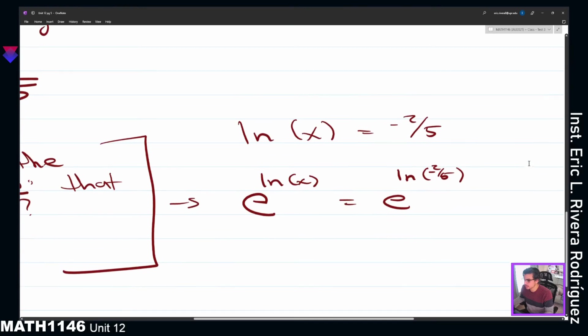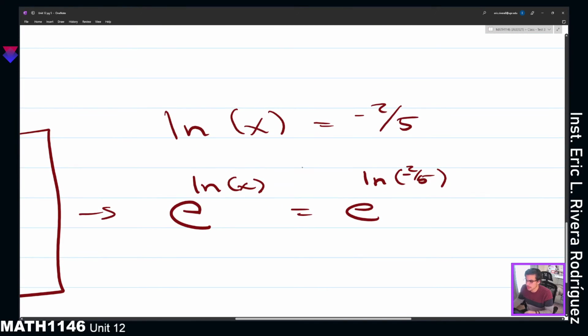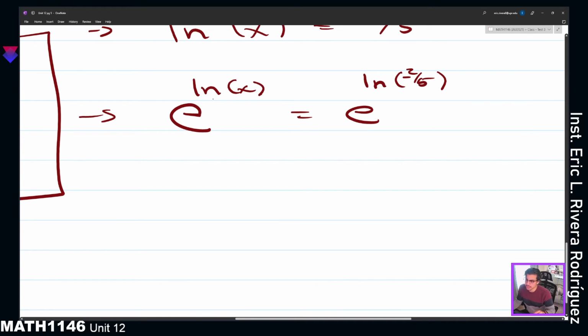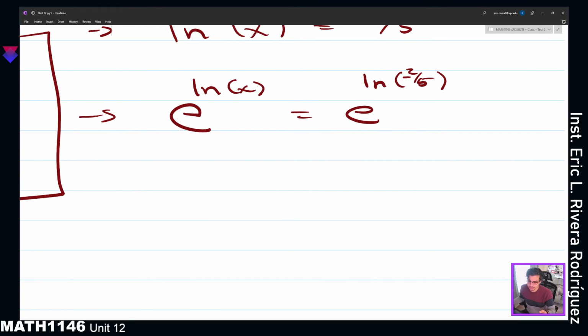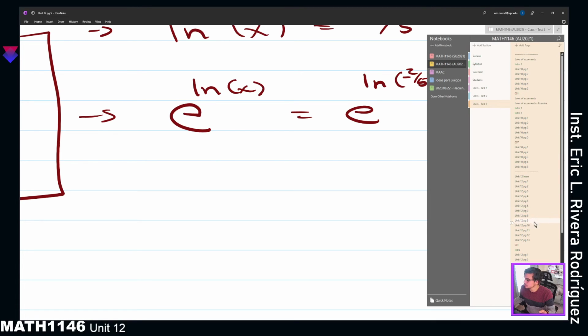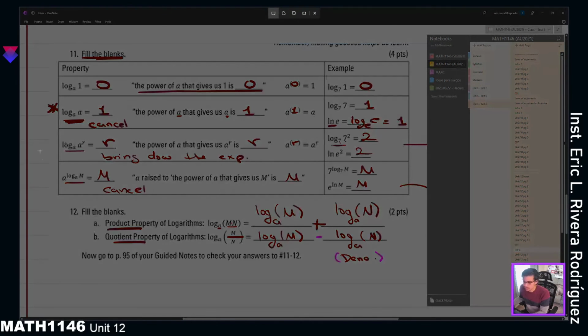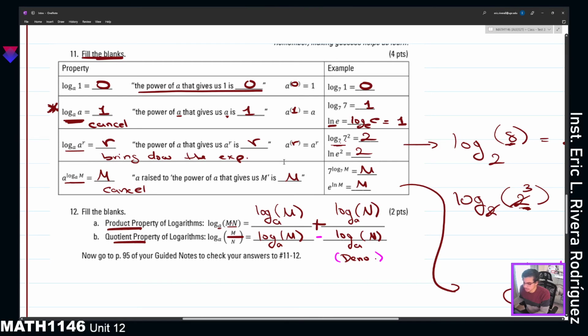So let me focus here. What we did was take the two sides of the equation and put them in the exponent of the base e. So we add the exponential operation to both sides of the equation. What is the importance of this? Well, we have a property. And what property is that one? This property here.